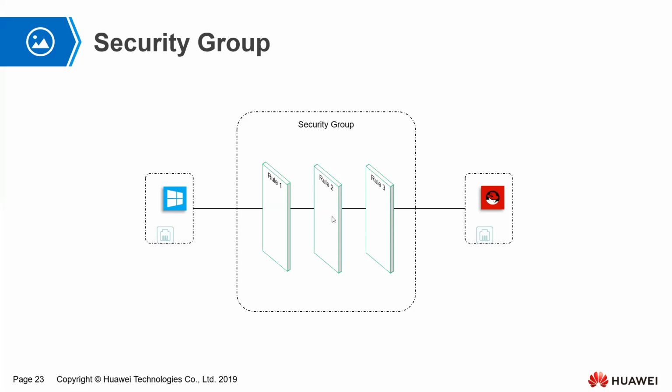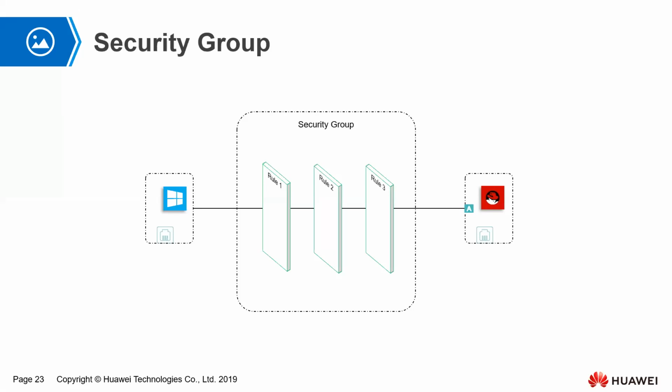So what happens if a packet is sent? When a packet is sent from machine A, if rule 1 accepts it, it will go through. If rule 2 accepts it, it will go through. If rule 3 accepts it, then finally the packet is delivered to machine B.